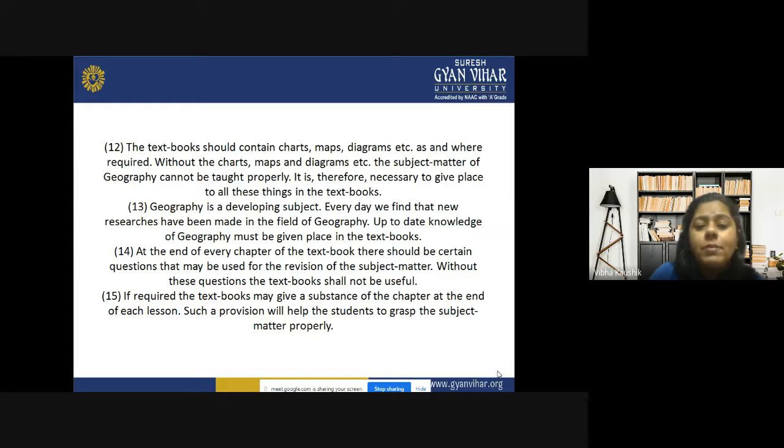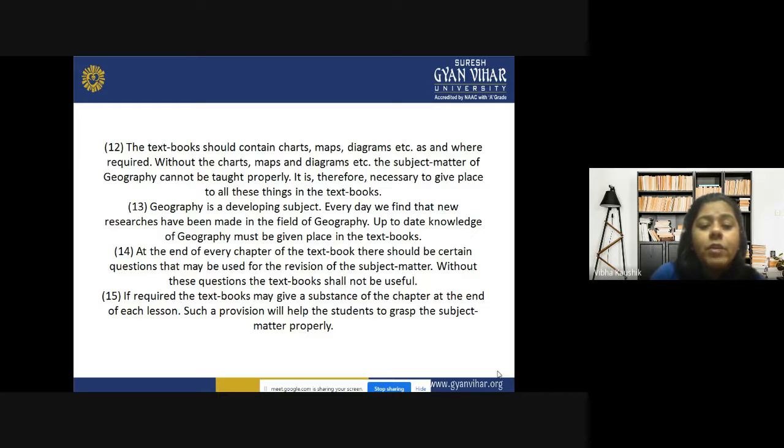Geography is a developing subject. Every day we find that new researches have been made in the field of geography. Up-to-date knowledge of geography must be given place in the textbook. Means any subject which is getting up-to-date knowledge, for example, when we are talking about geography, there are new researches in the field of geography, and for that a geography book must give place in the textbook, and the knowledge has to be updated regularly.